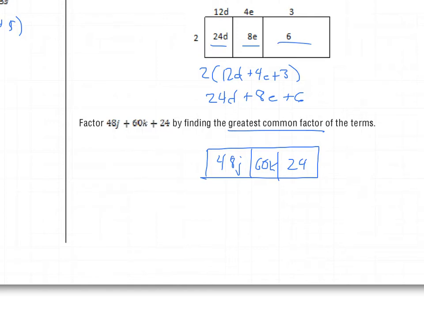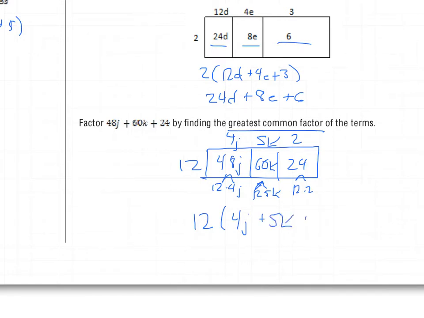And I can see 4 kind of immediately jumps out at me, but I also want to try some things that are bigger. 8 might be a possibility, but 8 doesn't go into 60. And then finally I get down to 12. And I see it looks like 12 will go into this one. This one's going to give me 12 times 4j. And 12 times 60 is going to be 12 times 5k. And this is 12 times 2. It's going to be 2. So in my factored form, this is going to be 12 times 4j plus 5k plus 2.